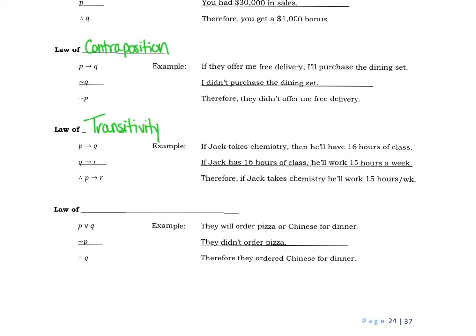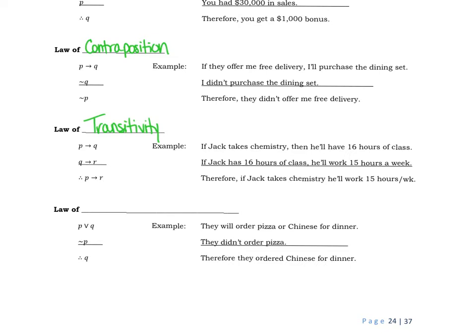So if Jack takes chemistry, he'll have 16 hours of class. If Jack has 16 hours of class, he'll work 15 hours a week. So if he takes chemistry, he'll end up working 15 hours a week. For me, that is by far the easiest one to recognize. I get that one hands down every time. Some of these others I have to think a little bit harder.